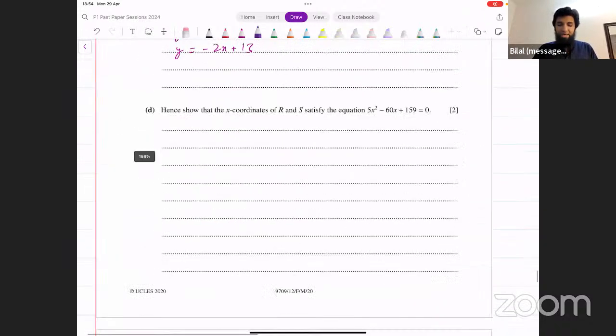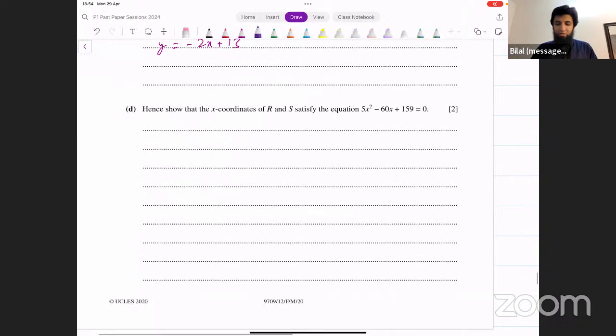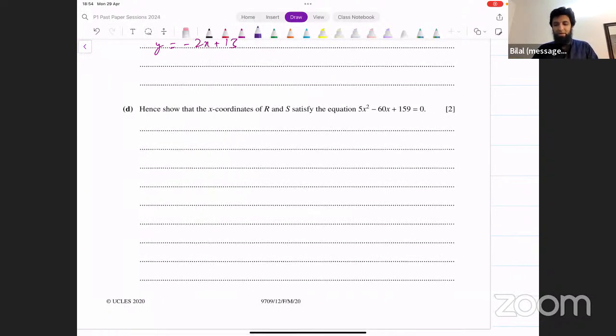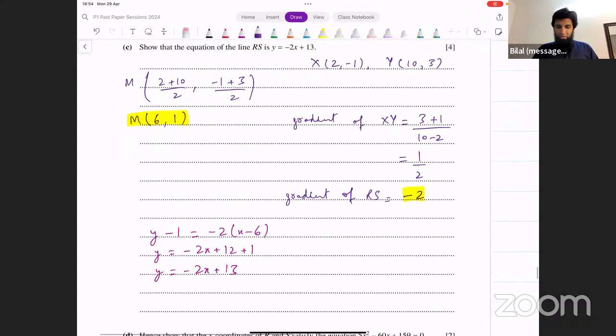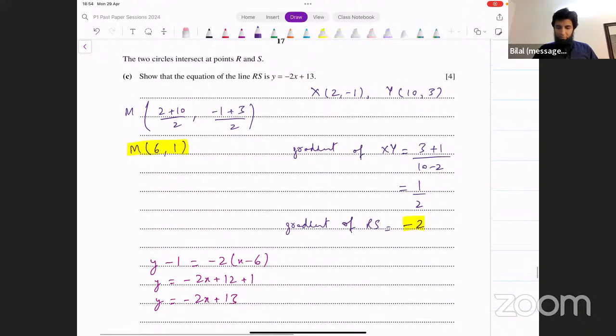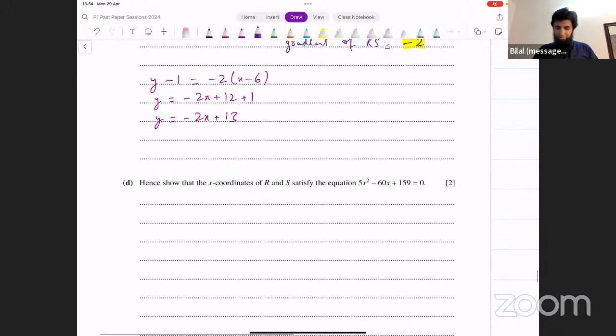All right, now it says, hence show that the x coordinates of R and S satisfy this equation. Okay, now do we have the points R and S?